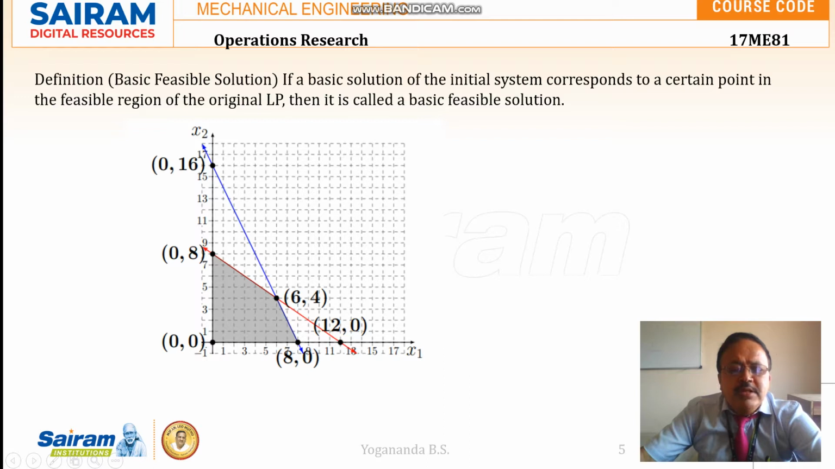So 8 comma 0: x1 is 8, x2 is 0. Then x1 is 0, x2 is 16. So 8 and 16 will be joined. That is the first constraint.